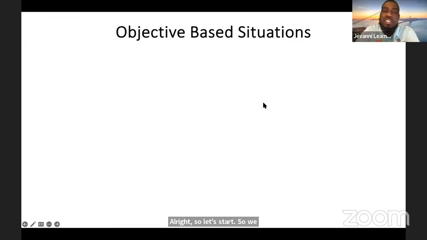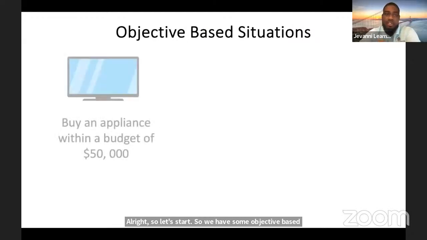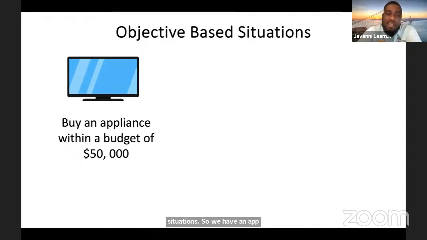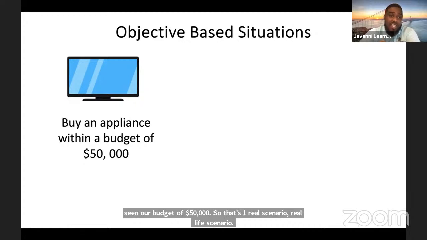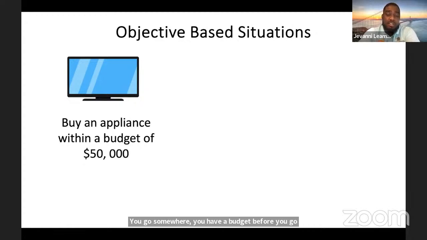So we have some objective-based situations. First, an appliance within a budget of $50,000. That's one real life scenario. You go somewhere, you have a budget. Before you even go somewhere, you have a budget for what you want to spend on, whether it's an appliance, a phone, especially phones, computers, laptops, MacBooks, etc.